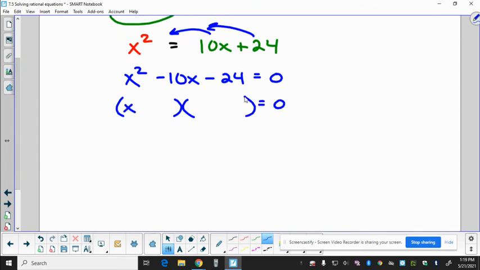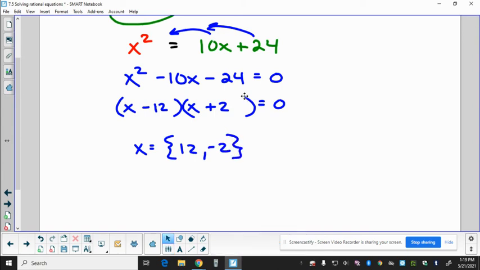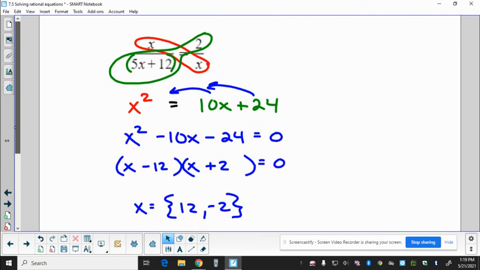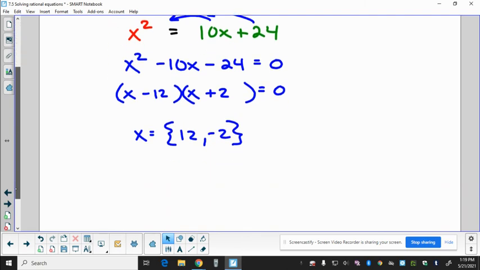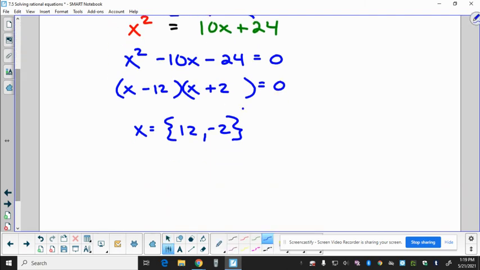I believe we can. Let's see, we need two numbers that multiply to give you negative 24 and add together to give you 10. I'm thinking negative 12 times positive 2 gets that done, right? So my solutions would be 12 and negative 2. And it's not a bad idea to check those, see if they actually work. And they're good. So you actually have two numbers that would satisfy that equation.